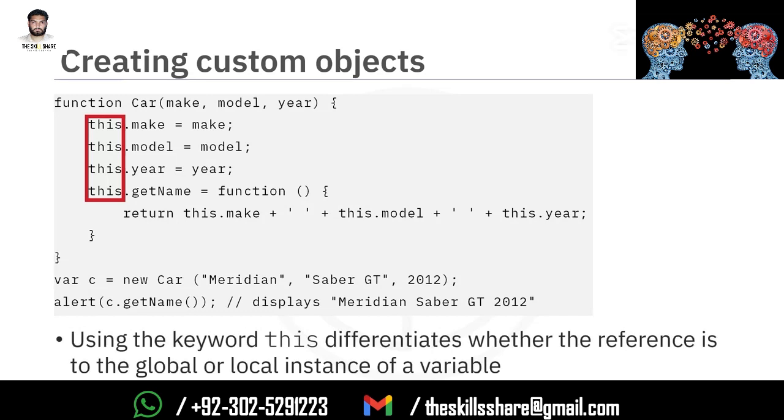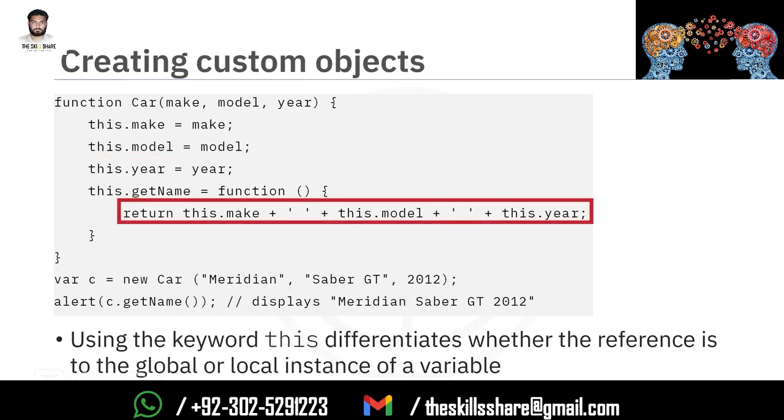Using the this keyword can differentiate whether you are referring to the global or local instance of a variable. The use of model in this example refers to the argument that was passed into the function, while the use of this.model refers to the global model variable associated to this instance of the car object. The getName function of car returns the make, model, and year of the newly created car object.